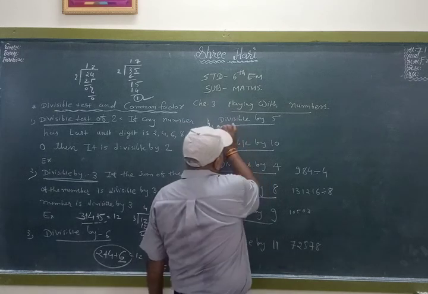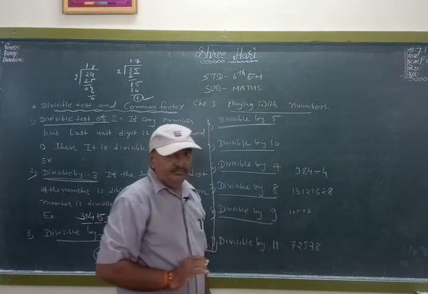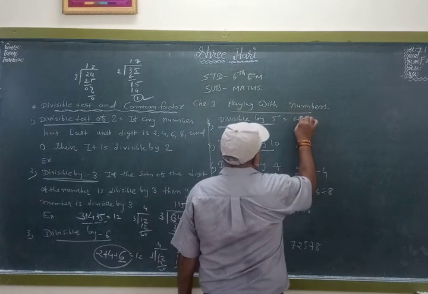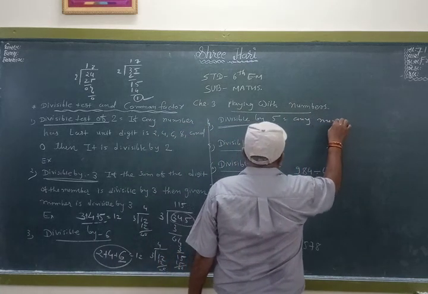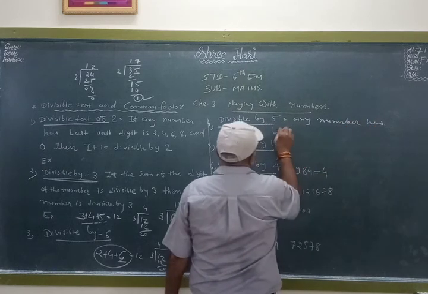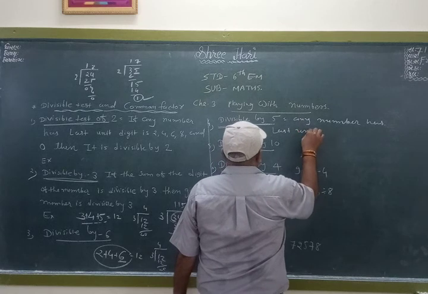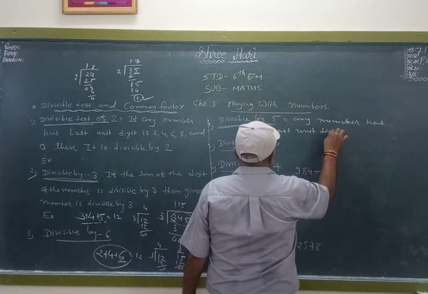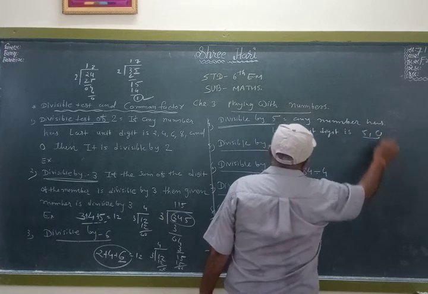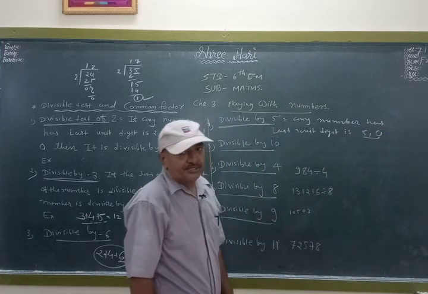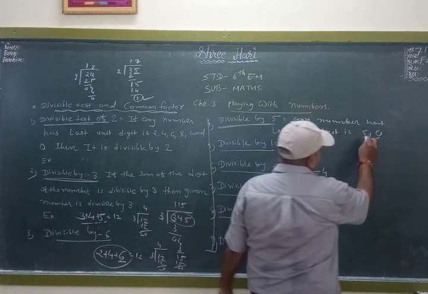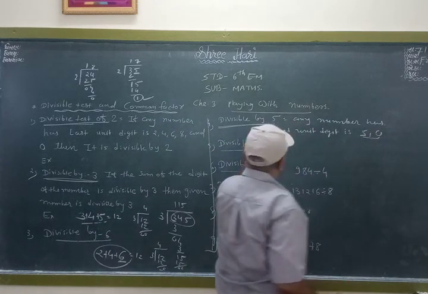Now one more divisible test, 5. So what is the divisible test of 5? If any number has last unit digit 5 or 0, then we can divide this number by 5.